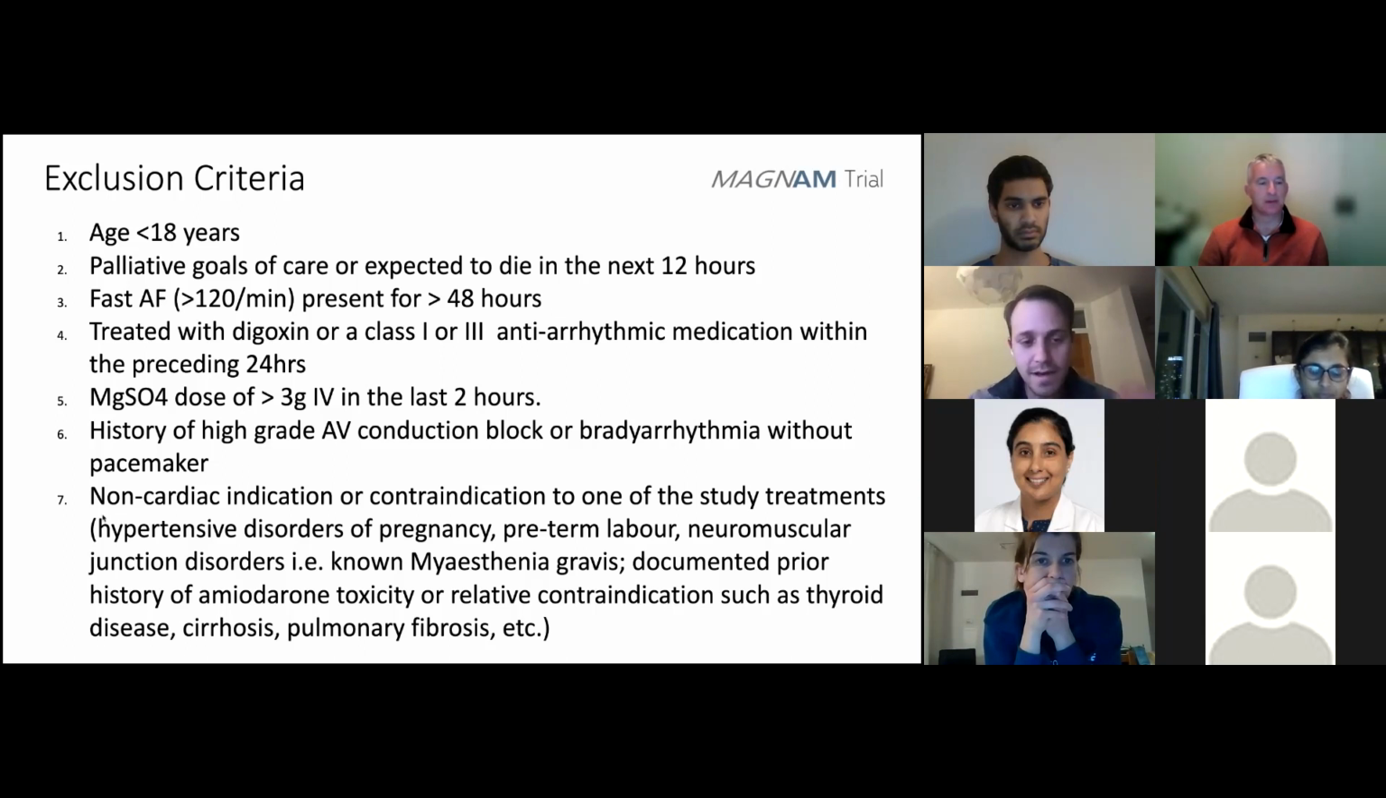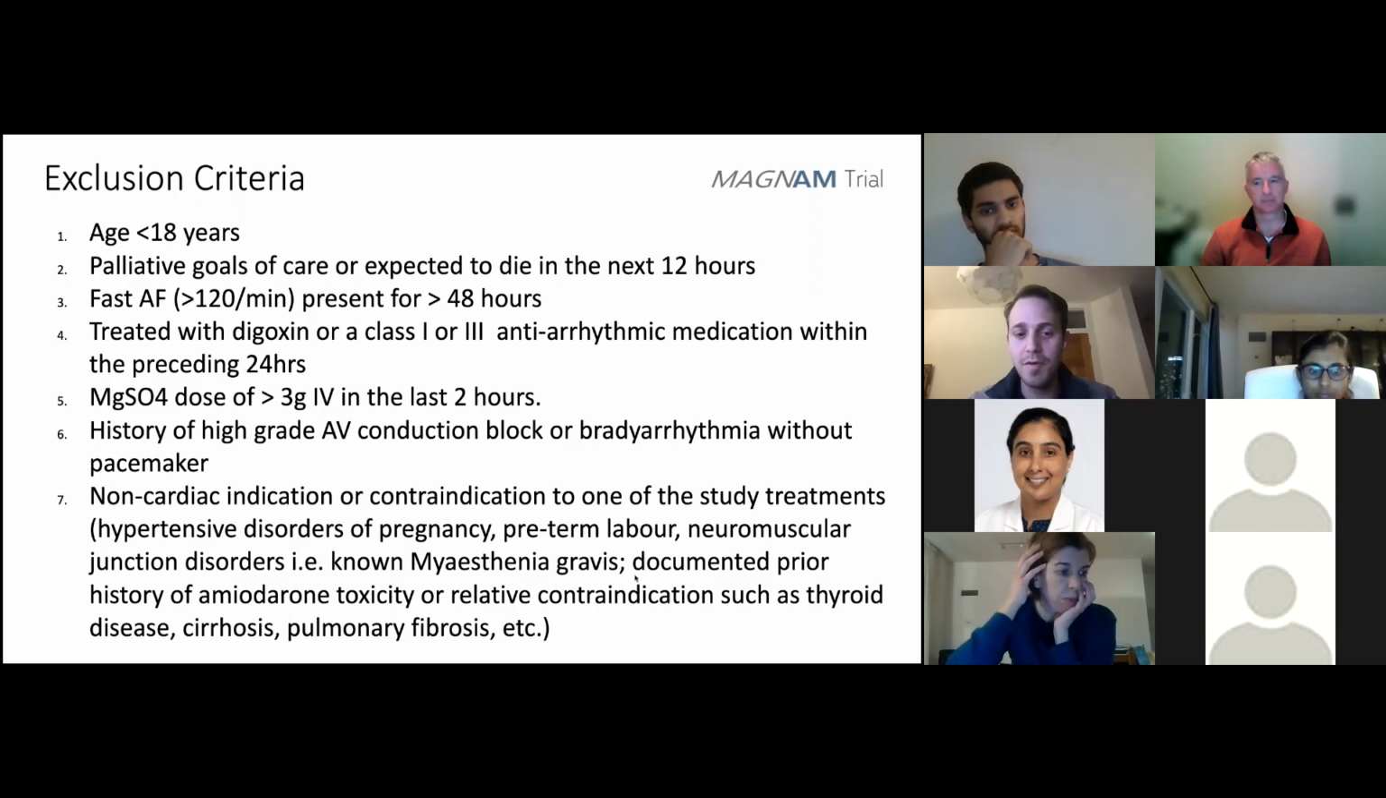Okay, so back to number 7. So some contraindications to one of the study treatments. So this would be to either digoxin, amiodarone, or magnesium. So we have some examples here. So hypertensive disorders of pregnancy, preterm labor, neuromuscular junction disorders like myasthenia gravis, previously documented amiodarone toxicity, or some relative contraindications such as thyroid disease, cirrhosis, pulmonary fibrosis. The relative contraindications would have to be fairly severe.